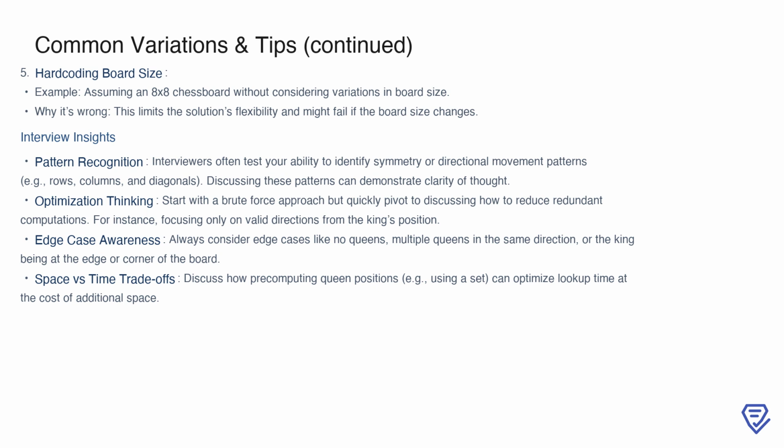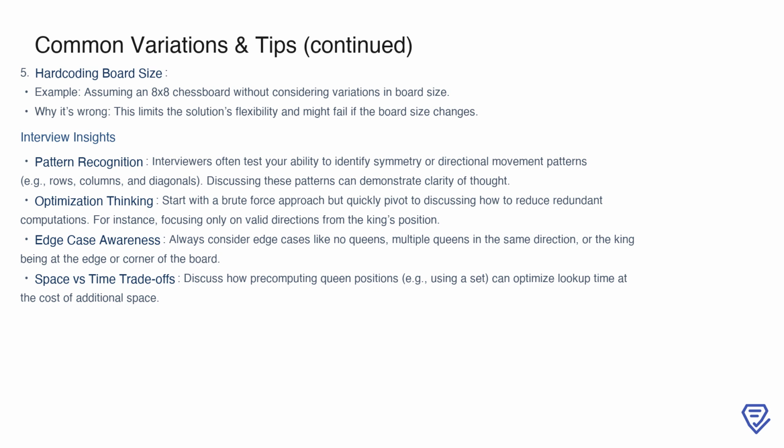Now, let's talk about some key interview insights. First, pattern recognition is crucial. Interviewers often look for your ability to identify symmetry and movement patterns, such as rows, columns, and diagonals. Explaining these patterns clearly can demonstrate your problem-solving skills. Additionally, optimization thinking is highly valued. While it's acceptable to start with a brute force solution, you should quickly pivot to discussing ways to reduce redundant computations, such as focusing only on valid directions from the king's position.